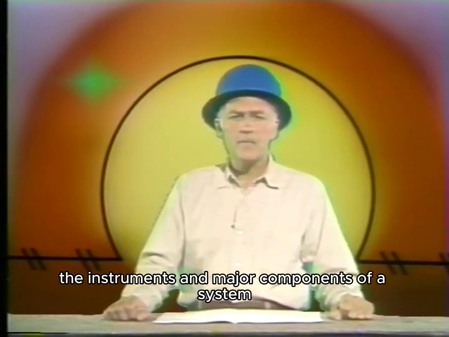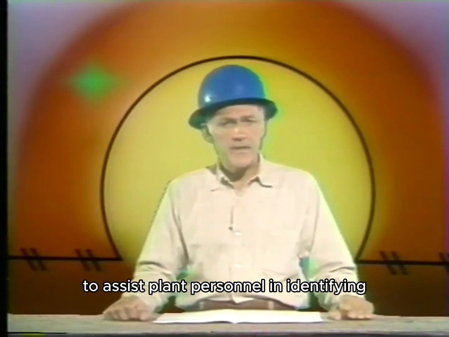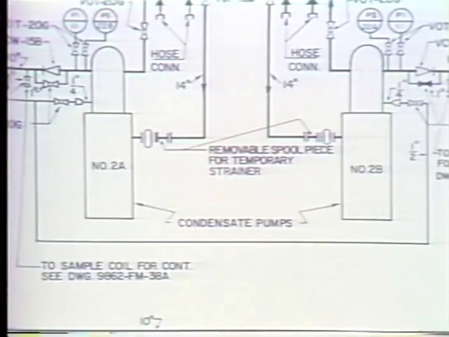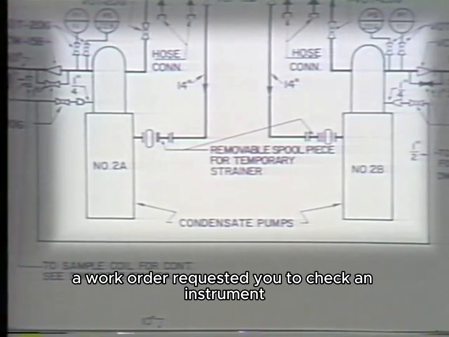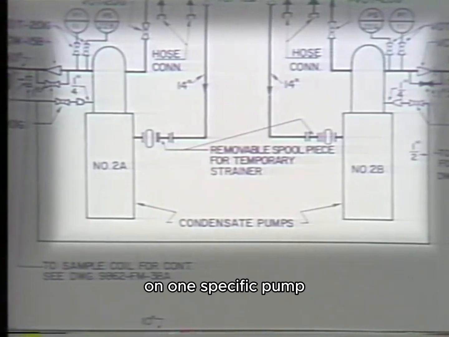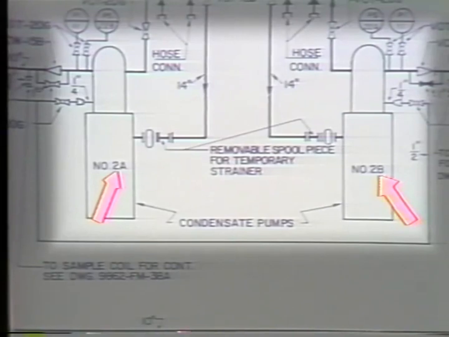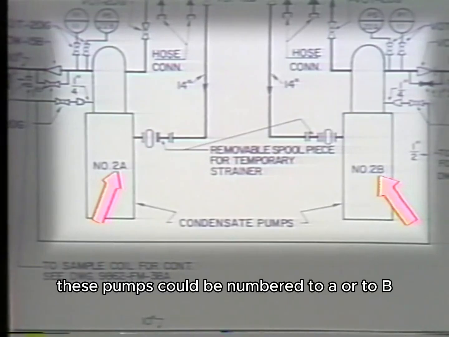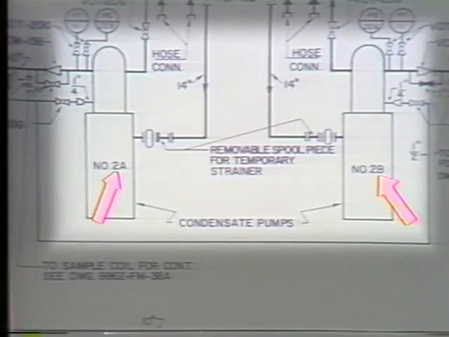The instruments and major components of a system are usually numbered to assist plant personnel in identifying the instruments in the field. For example, suppose a work order requested you to check an instrument on one specific pump in a system that utilizes two pumps. For identification purposes, these pumps could be numbered 2A or 2B. This enables a technician to locate the instrument he needs to check.